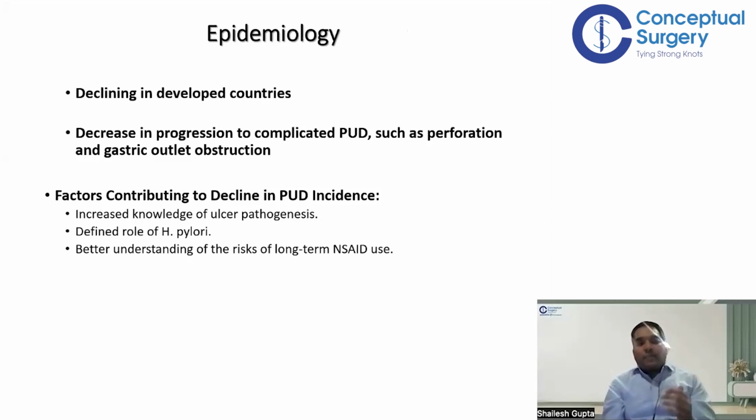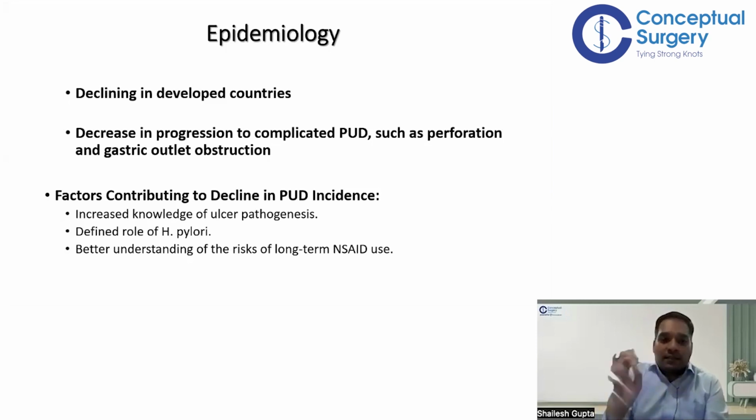And what are the factors leading to the decline of peptic ulcer disease? Number one, now we know the exact cause and pathology of peptic ulcer disease. Now we know how important H. pylori is in causing peptic ulcer disease, right? And we also know about the long-term risk of NSAID use, that they can also cause peptic ulcer disease. So as we are aware of the etiology, we know how to prevent it. That is the reason there is a decline in the prevalence and incidence of peptic ulcer disease.